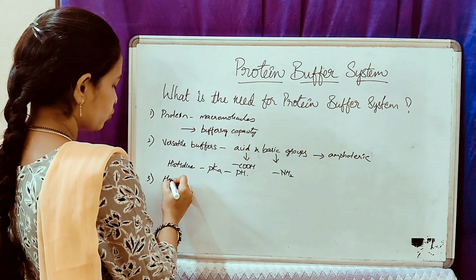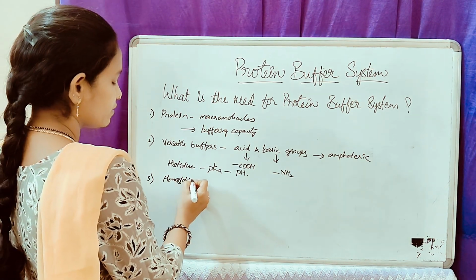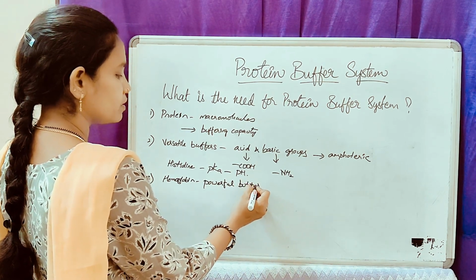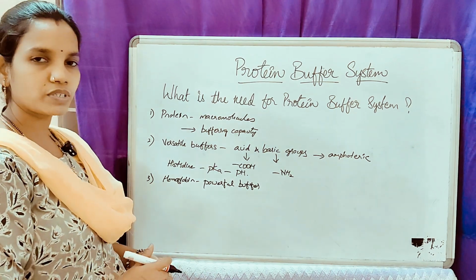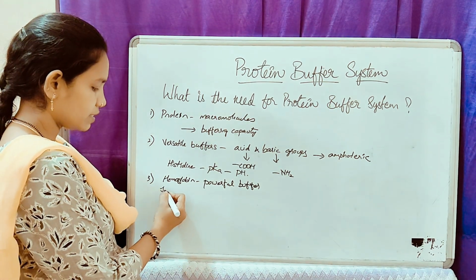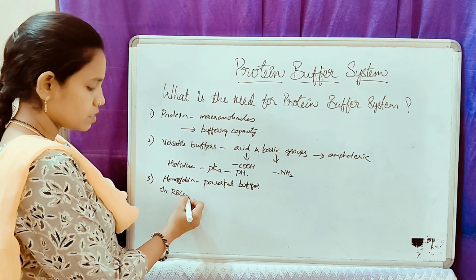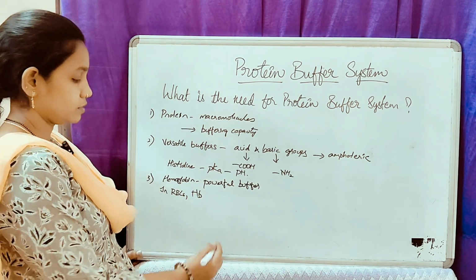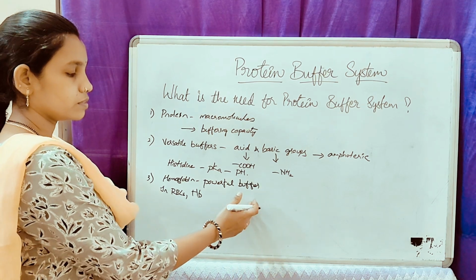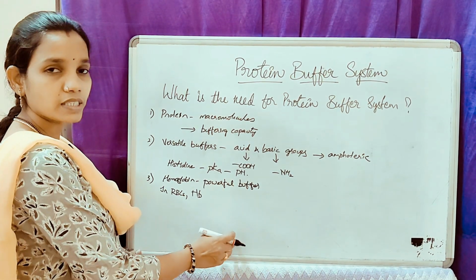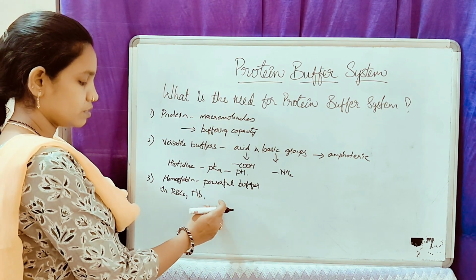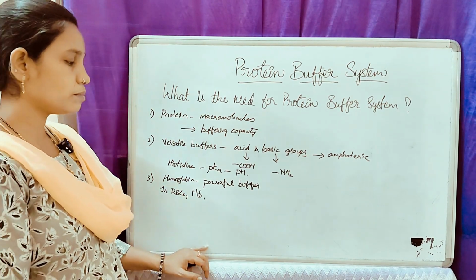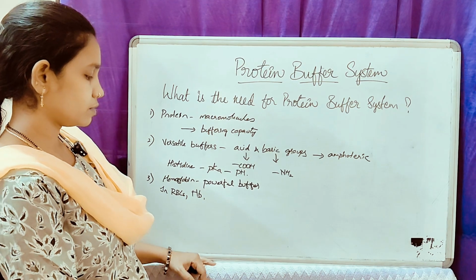Third, hemoglobin. It is a powerful buffer. We already know that hemoglobin is a protein which is present in the RBC, and it also transports oxygen and carbon dioxide. Now let's see how it helps in buffers in RBCs. This hemoglobin helps buffer the H plus produced when carbon dioxide is transported. Now let's see the detailed mechanism in further class.